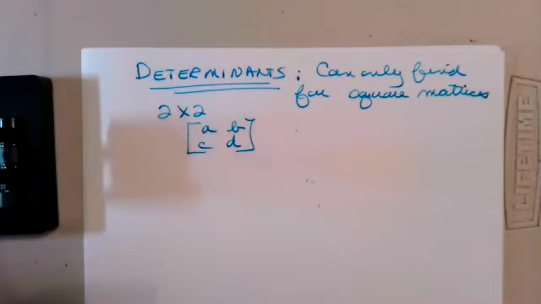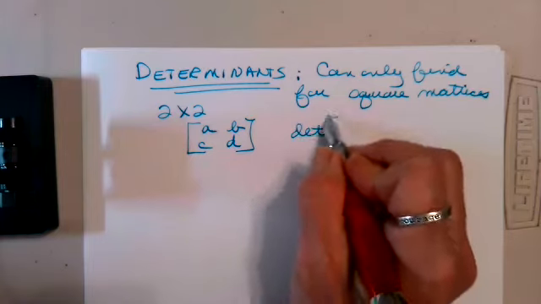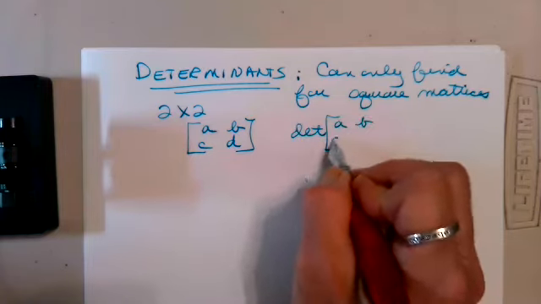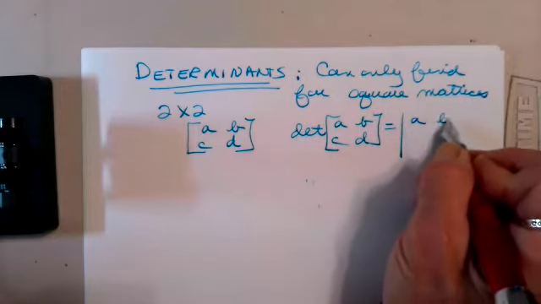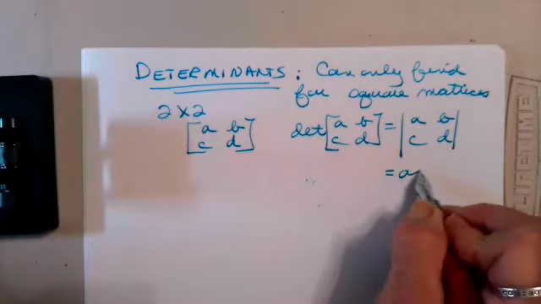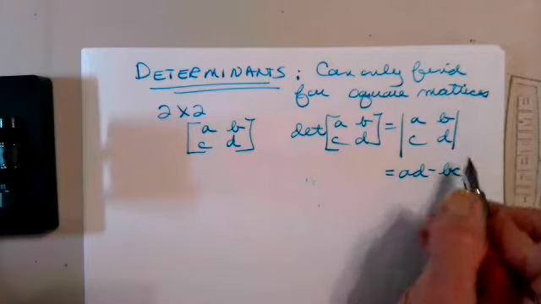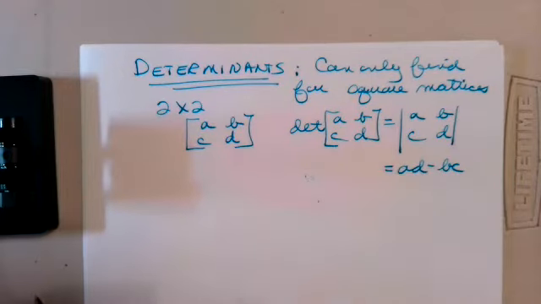Okay, so if you have something like A, B, C, D, the determinant of A, B, C, D, which is often just written as the matrix with straight lines around it, how do you compute that? It is AD minus BC. So you take the product along the main diagonal and subtract the product along the other diagonal. Okay. So that's pretty easy. You just memorize it, that's it.